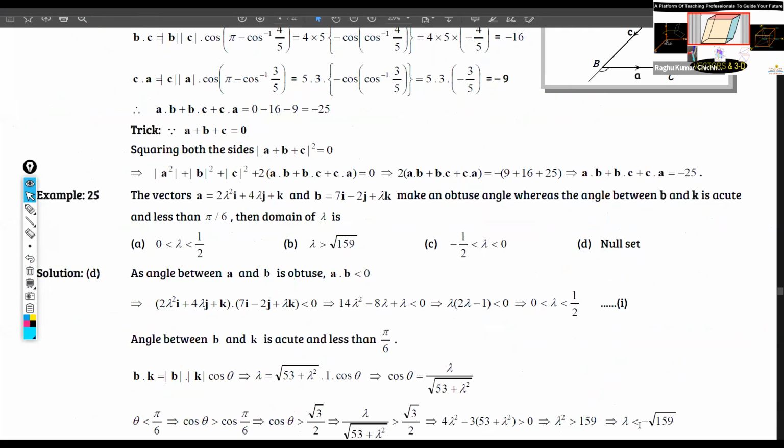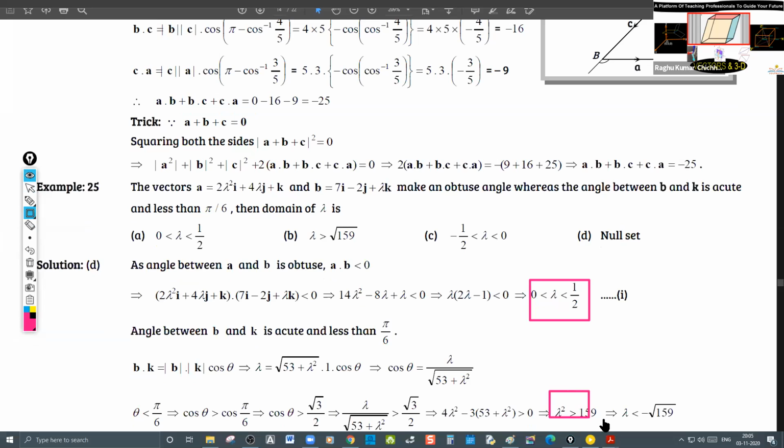minus root 159. But your lambda is lying between 0 and 1 by 2 here, which is not lying in this interval. So both of them don't have a common value. This one and this one don't have a common value. I have just explained it through cross verification, but he did it in a perfect way, algebraic way.